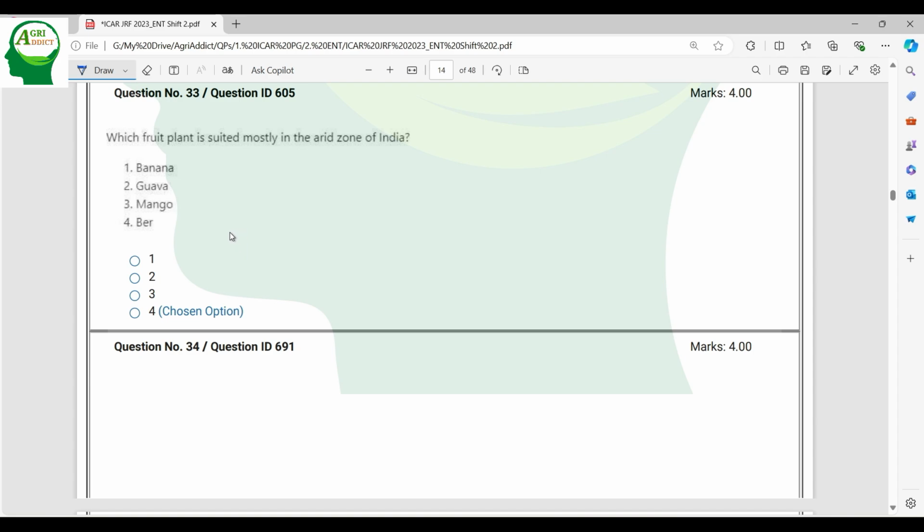Which fruit plant is suited mostly to the arid zone of India? So this is ber, one and only answer. That is also known as the king of arid fruits. That is ber.